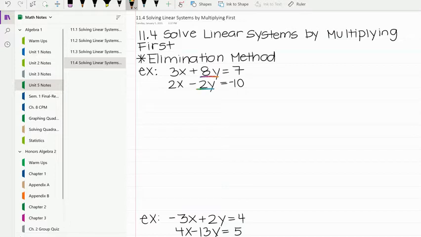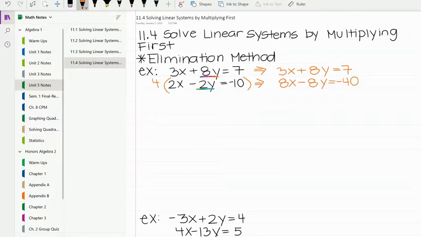So I'm going to go ahead and eliminate my y. This first equation, we don't need to do anything with, so I'm just going to rewrite it as is. And my second equation, I'm going to multiply by 4. When I do that, this turns into 8x, you have to multiply each part, minus 8y equals negative 40.